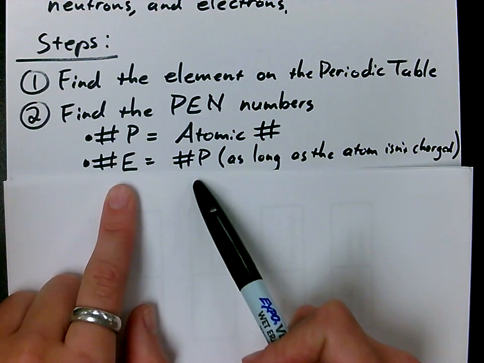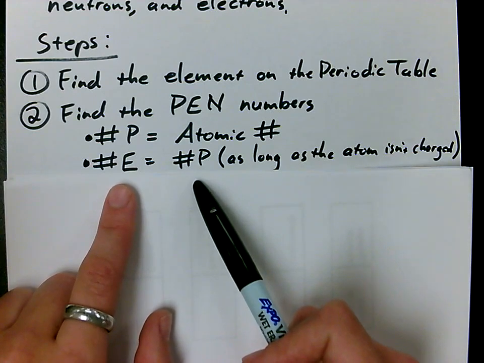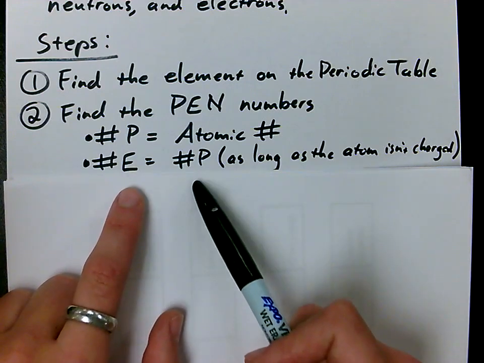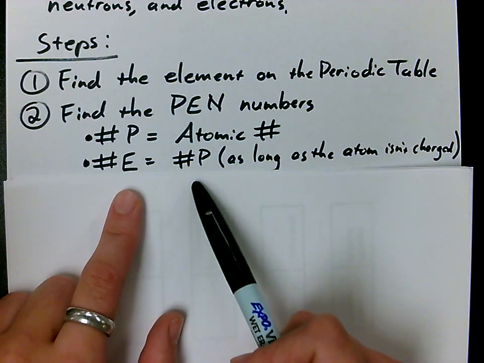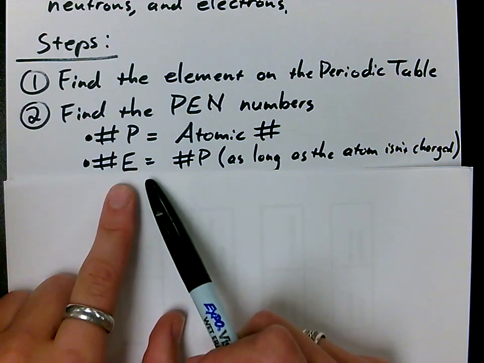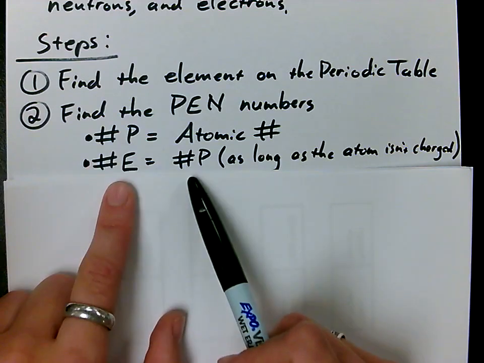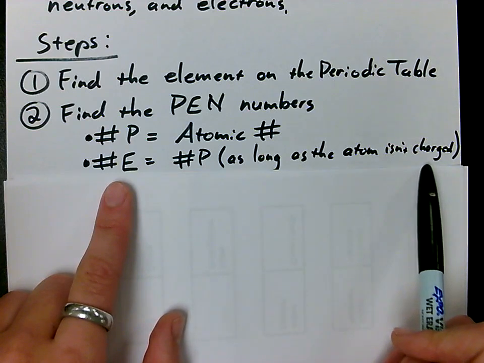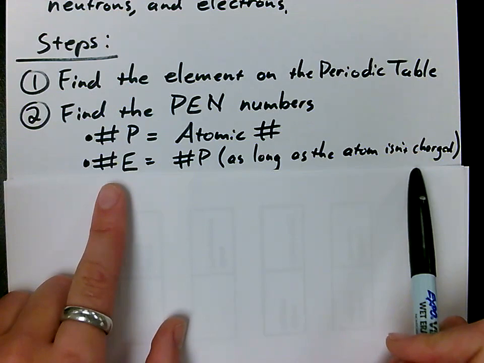Now, we will at some point in the semester be dealing with atoms that have a charge on them, but I will make it very clear when the atom has a charge. If I don't say anything about it, you can assume that the atom isn't charged. So electrons will equal protons. Your number of electrons will equal your number of protons as long as the atom isn't charged. Okay? And like I said, I'll make it very clear when the atom is charged. Usually it will not be charged.